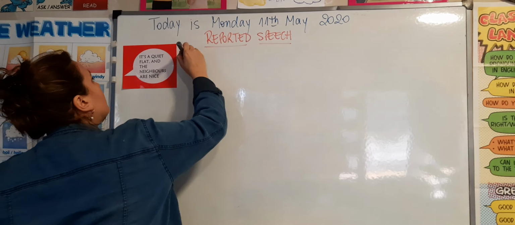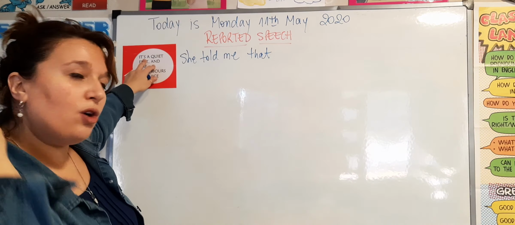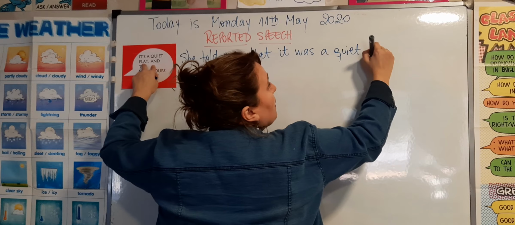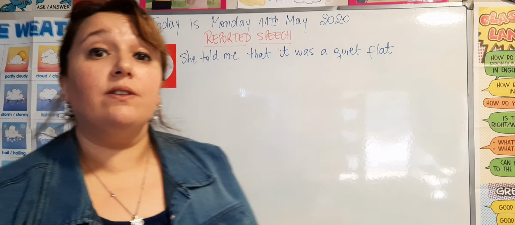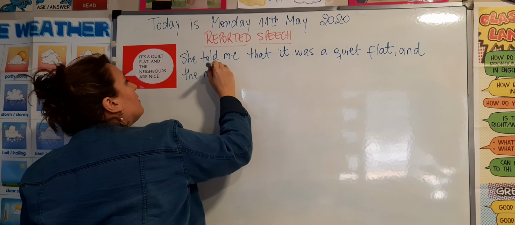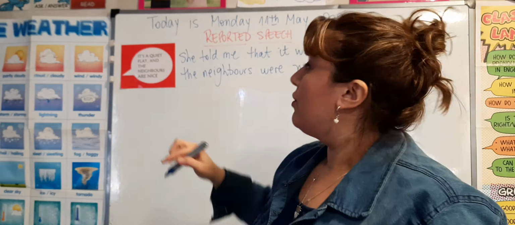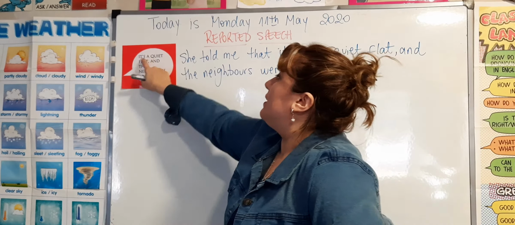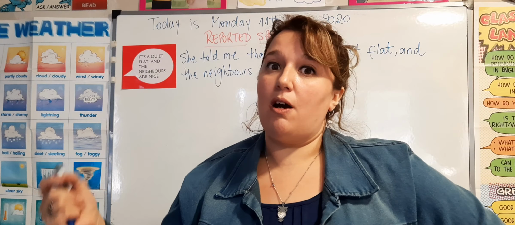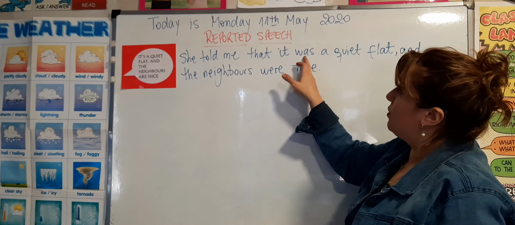So, I will say, she told me that it was a quiet flat. Yes, a quiet flat. And the neighbors were nice. So, in this case, you have present simple, the verb to be, is and are. When you have to report what a person says, for the verb to be, is, are and am, you use the simple past, right? So you have to use was and were.